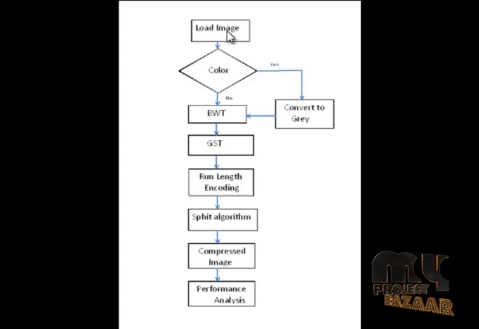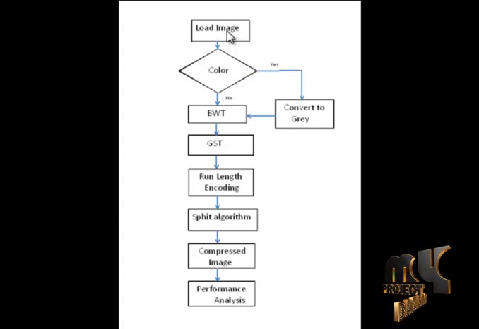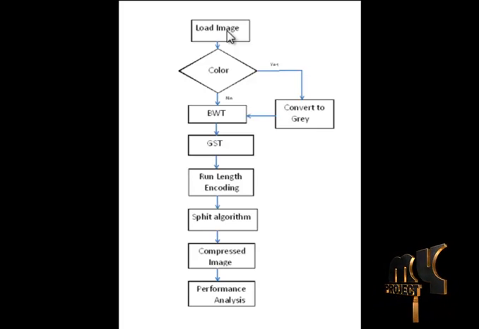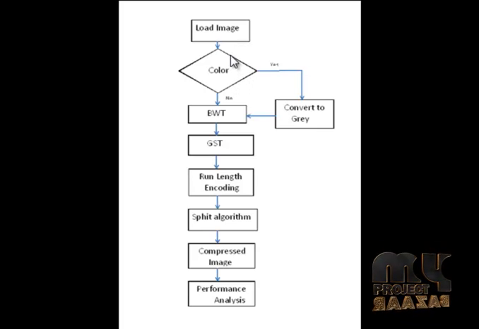It is often desirable to be able to perform some kind of noise reduction on an image or signal. The median filter is a non-linear digital filtering technique often used to remove noise. Such noise reduction is a typical pre-processing step to improve the results of later processing. Median filtering is very widely used in digital image processing. Next, if the input image is a color image, then the image is converted into a grayscale image. After that, the BWT is applied.